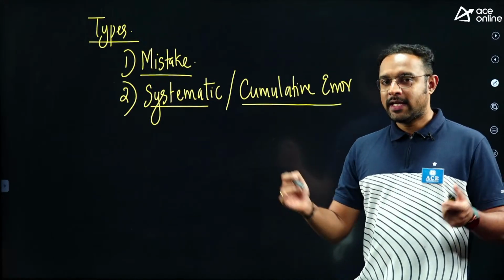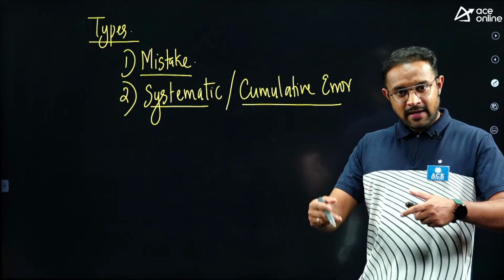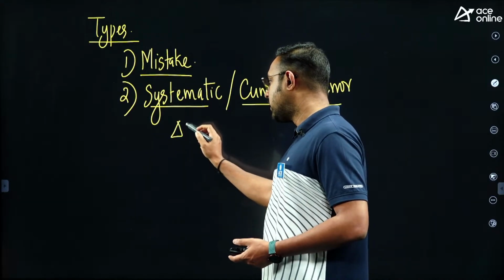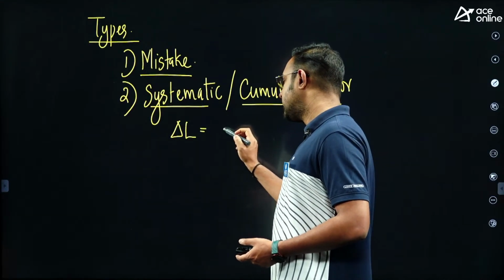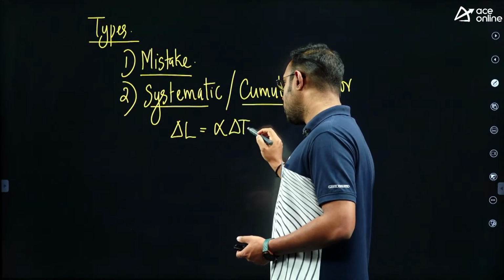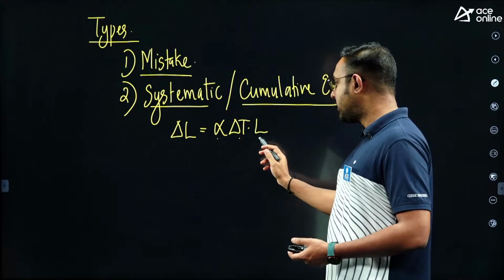For example, thermal expansion. Thermal expansion is a physical law, but we can frame a mathematical relation for it. What is the change in length due to change in temperature? Change in length will be alpha into delta T into L, where alpha is the coefficient of thermal expansion, delta T the change in temperature, and L the total length.